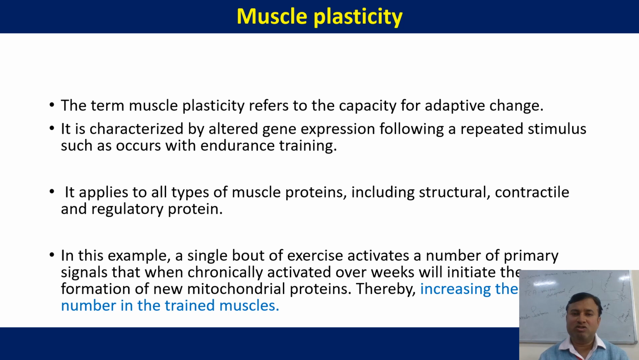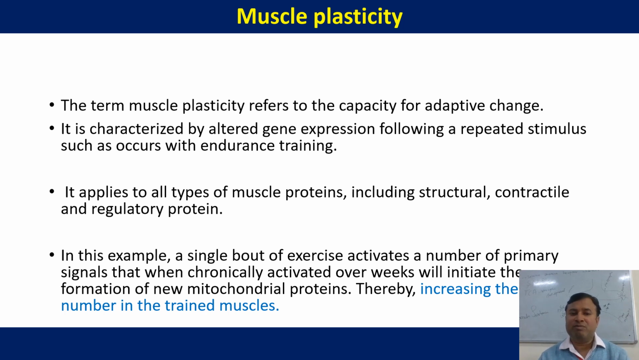Now the term here is muscle plasticity. The term muscle plasticity refers to the capacity for adaptive changes. It is characterized by altered gene expression following a repeated stimulus, such as occurs with endurance training. In endurance training, gene expression changes, so the protein will be changed and different proteins will be formed. These involve muscle proteins, structural proteins, contractile proteins or regulatory proteins. So the gene expression and synthesis of these muscle proteins will be changed.